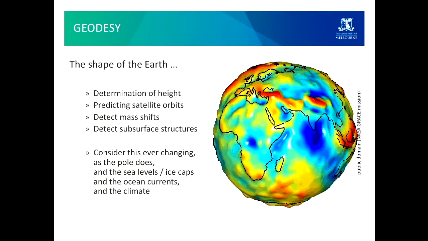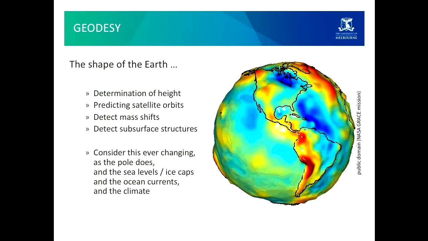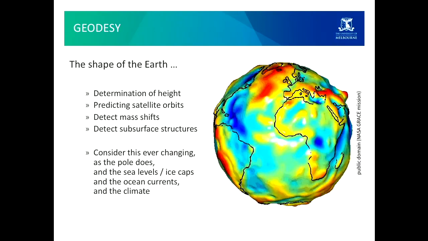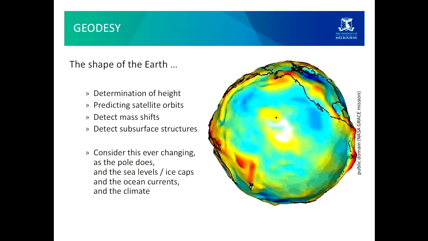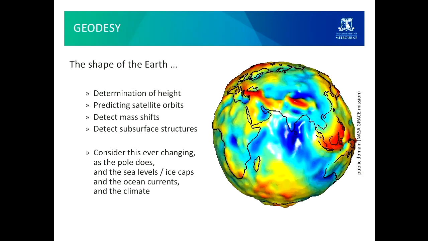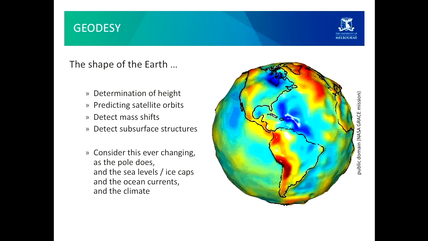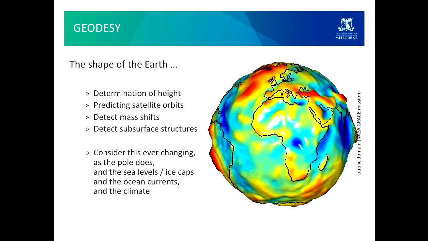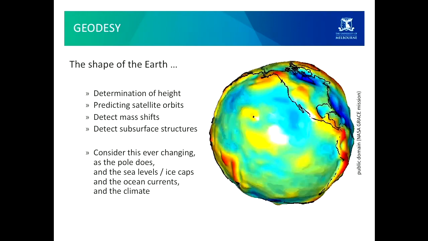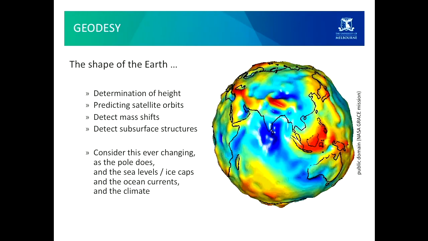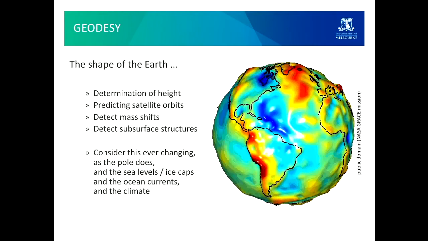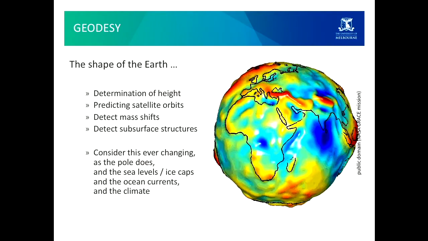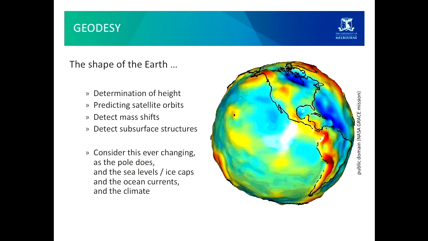Our discipline is interested in the shape of the Earth. Even if we don't know it exactly, because it's constantly changing, the ice caps are melting. That means less mass at the caps, more and more water in the oceans. That is a constant change. There's continental drift. There is a drift of masses in the body of the Earth that continuously happens. So what you see here is an approximation, still an approximation.